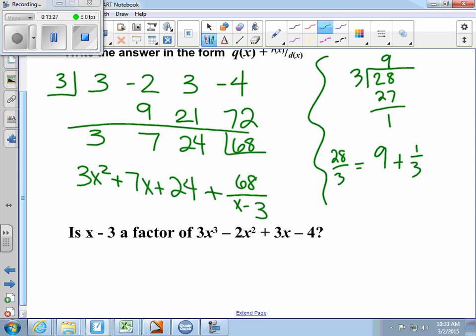Question. Is x minus 3 a factor of this big polynomial? How do you know? Because it has a remainder, right? A factor would go in evenly. So, no, because we had a remainder of something other than 0. You just quoted the factor theorem. If something is a factor, then the remainder, when you divide that out, would be 0. That's what we're going to be using today, momentarily.